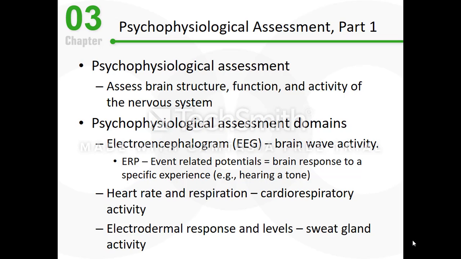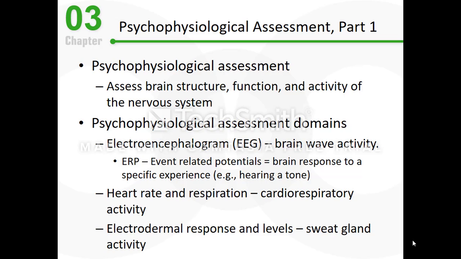EEG, I said, was the electrical functioning of your brain. There are tests where we look at heart rate and respiration. Then we can look at electrodermal response levels, which are sweat glands. And so, all of those things are important psychophysiological assessments.